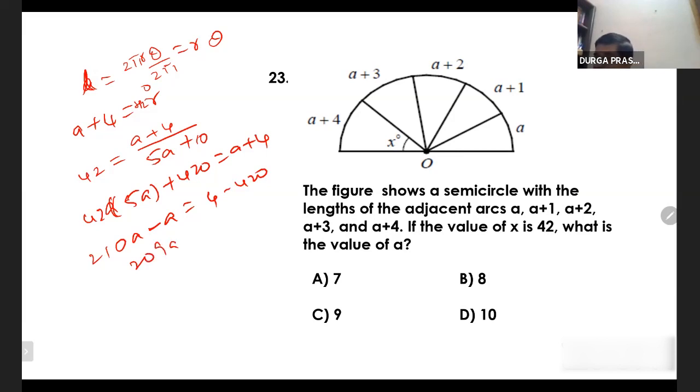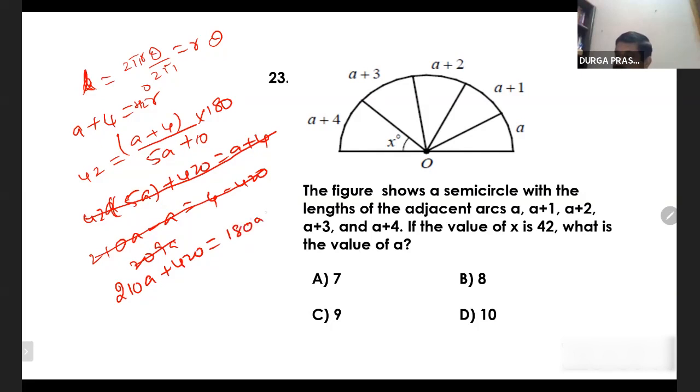There is something going wrong here. Yes, into 180 will be perfect. Total angle is 180, isn't it? So this will all change. Now 42 into 5a is 210a plus 420 equal to 180a plus 4 into 180, that is 720. So 210 minus 180 is 30a equals 720 minus 420, which is 300. So a equal to 10. So option D.